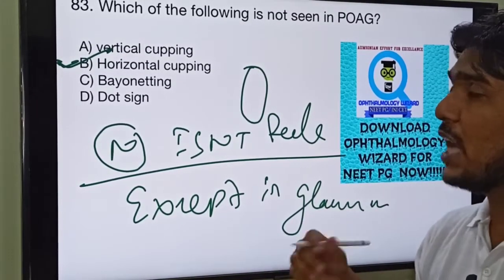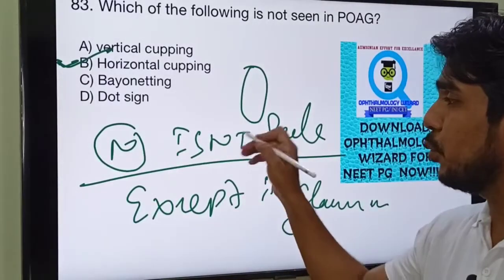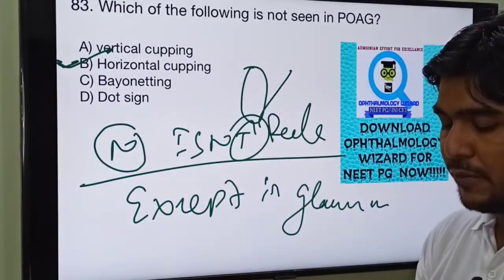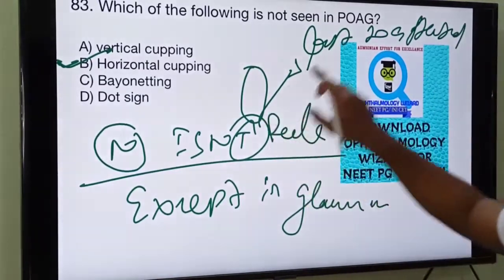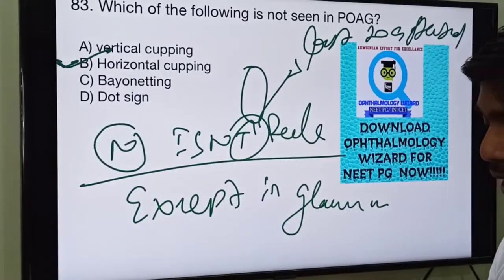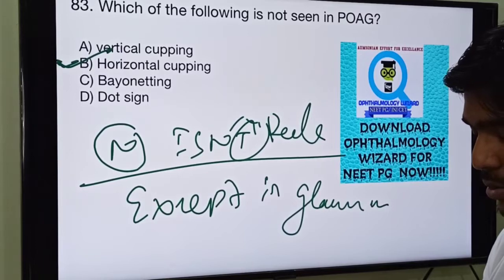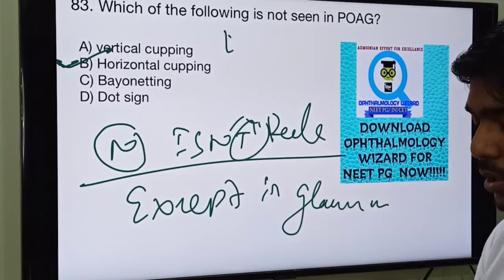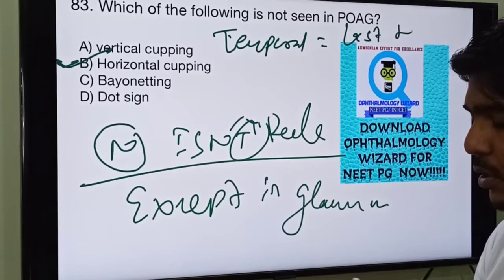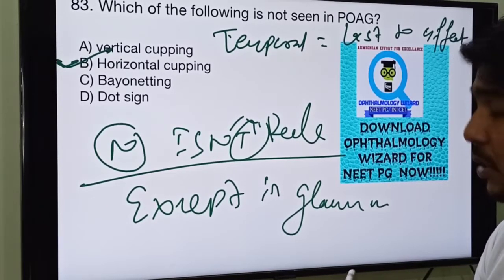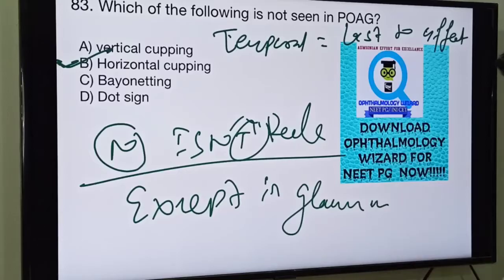The last one to get affected is this temporal region. Last one to be affected. My handwriting is so bad. Temporal is last to be affected, right?